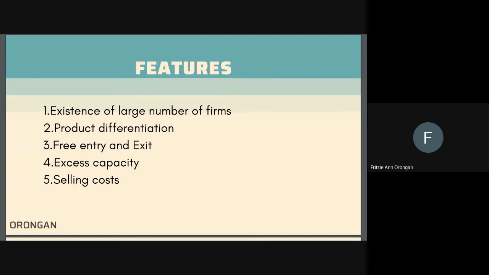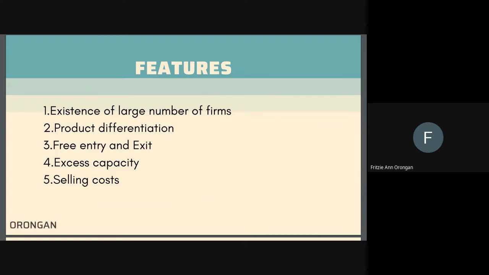So what are the features of monopolistic competition? First, existence of a large number of firms. So there are a large number of firms in the market and the output of each firm is very much lesser in the total output. Because of this, each firm acts independently and the decisions of any one firm do not directly affect those of its competitors.